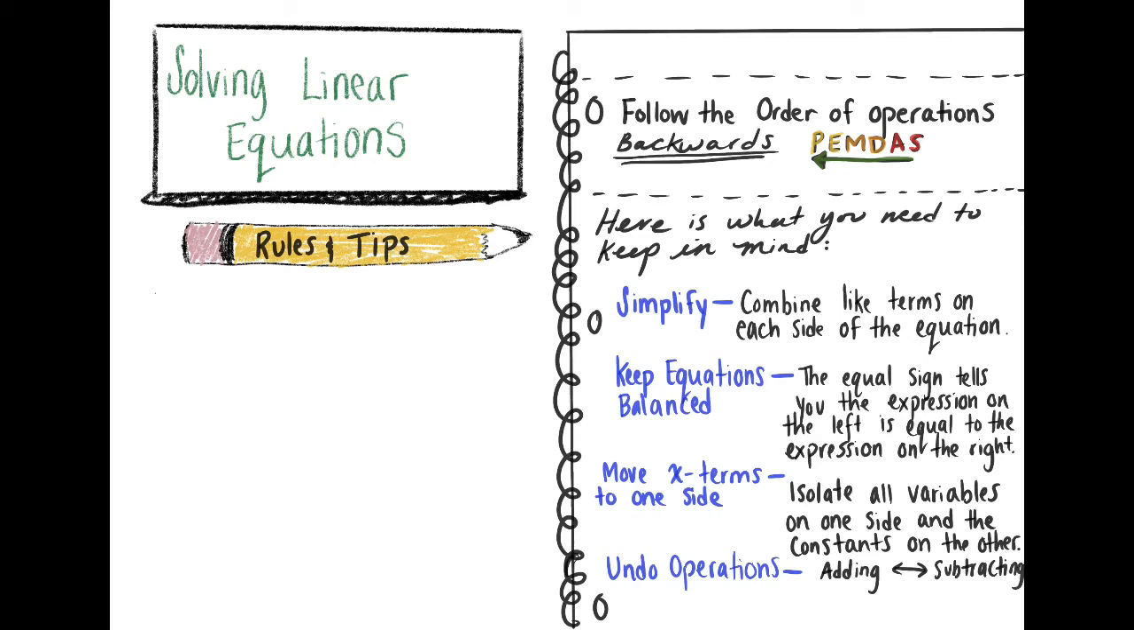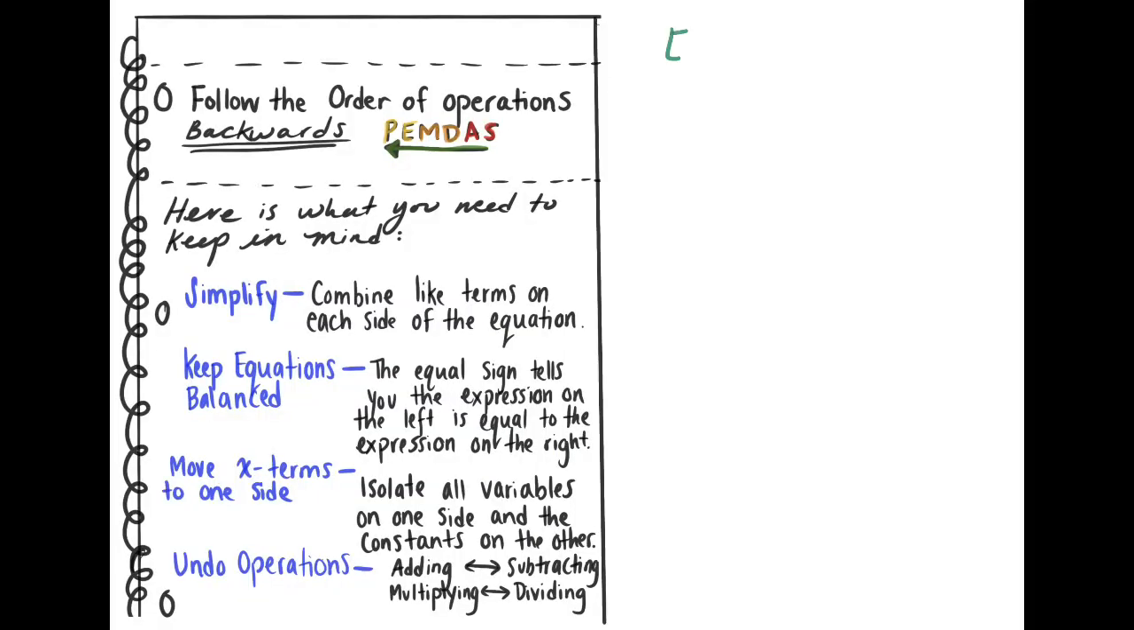other. Now, one last thing is, remember when you're doing undoing operations, if you're moving one thing from one side to the other, if you're adding, then you want to subtract to get rid of it. If you're multiplying, you want to divide. So now let's look at an example.